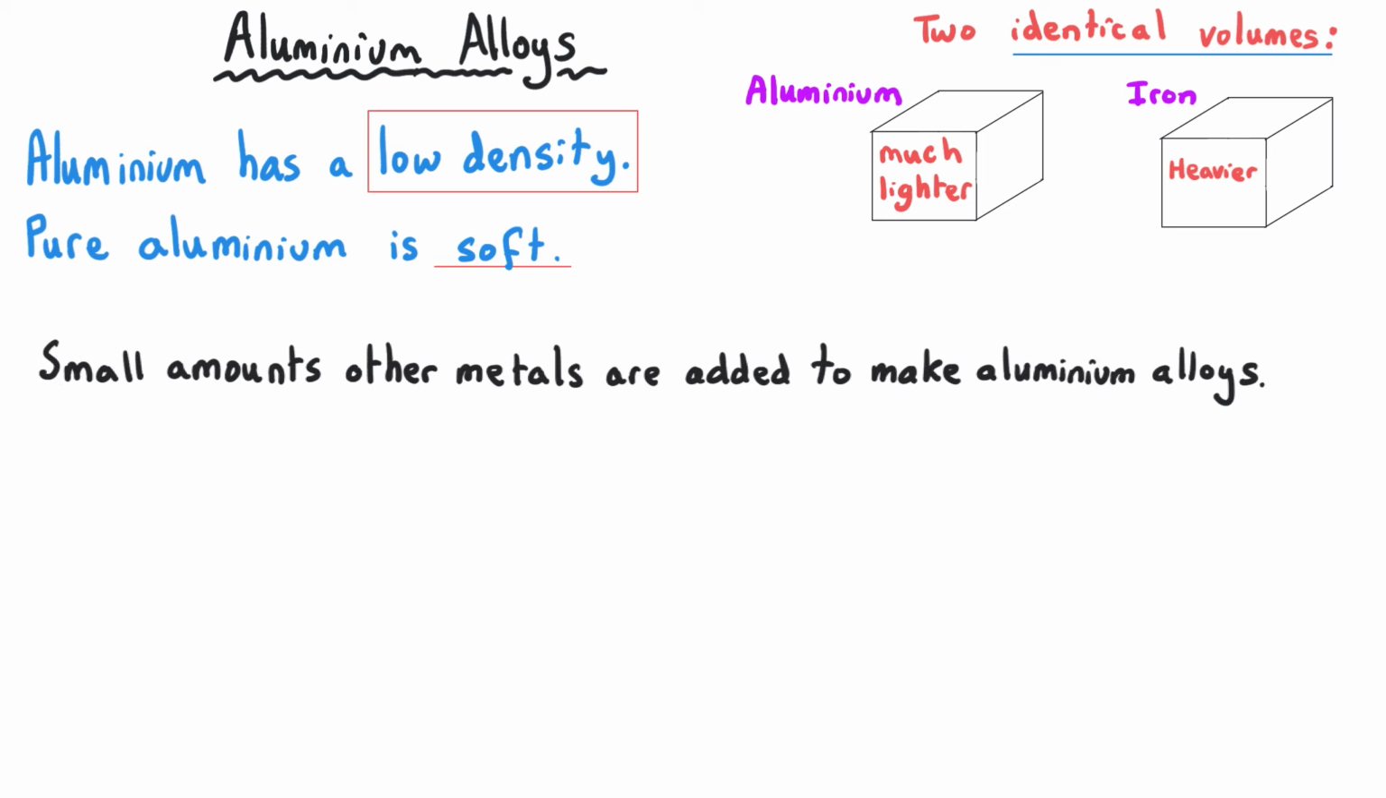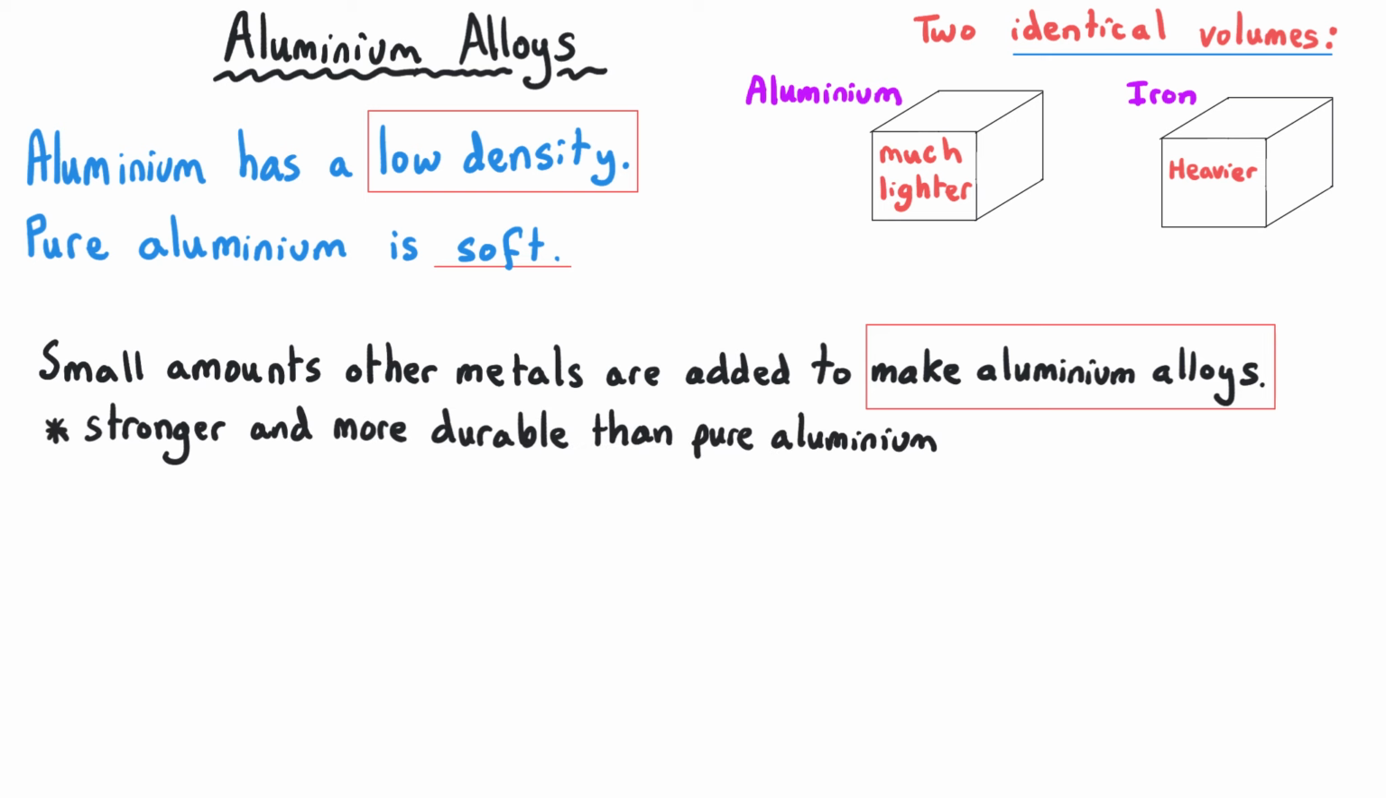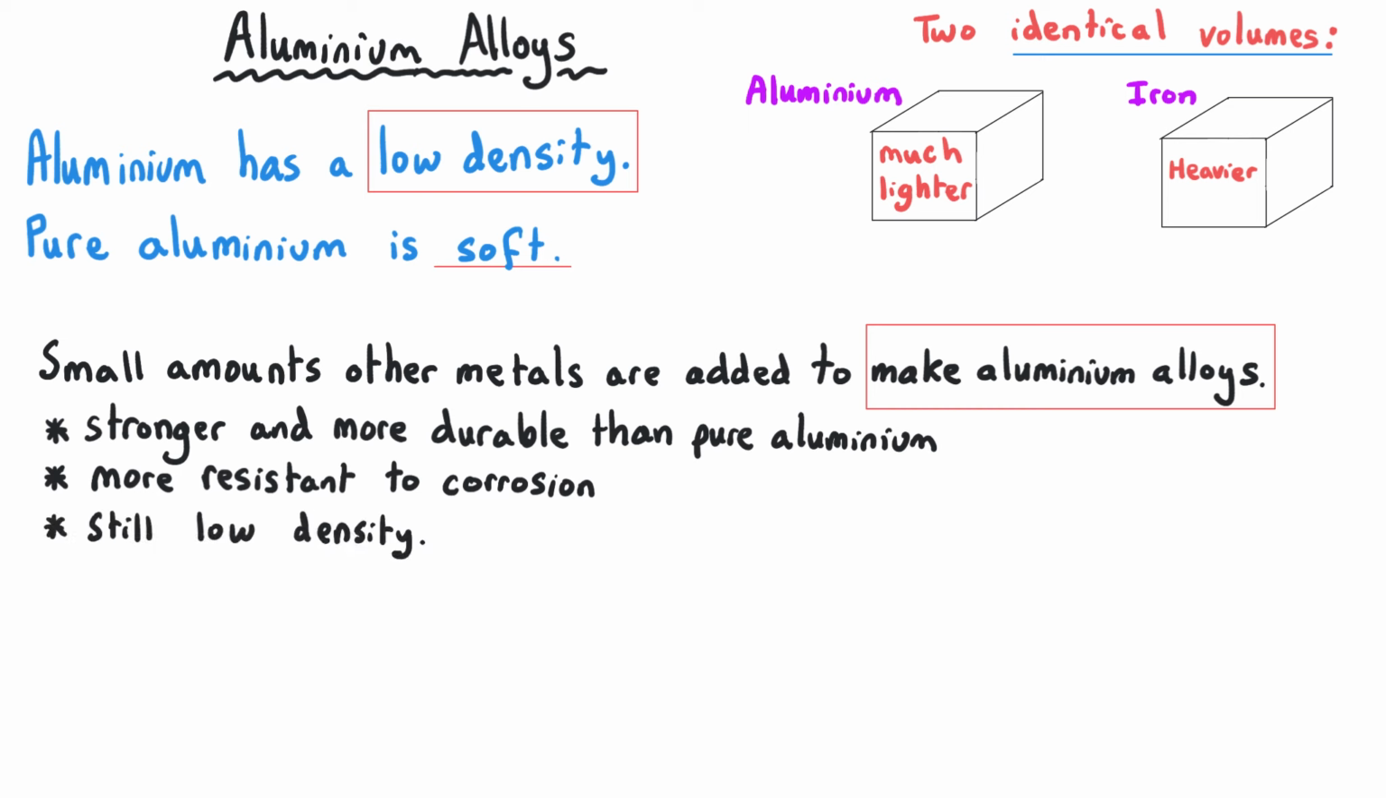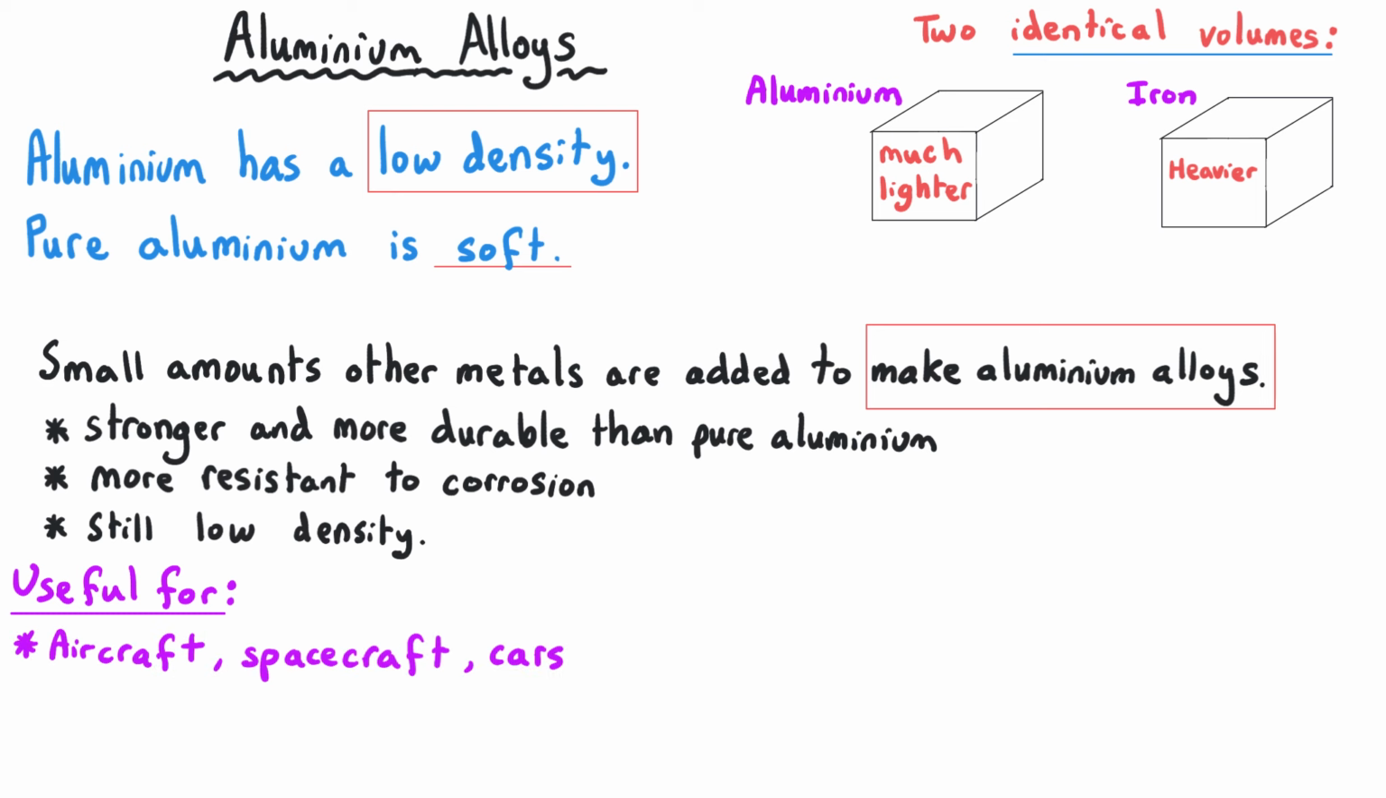And so what we do is we mix in small amounts of other metals, and that makes the aluminium alloy much stronger and more durable, and also usually more resistant to corrosion. And so then we can use our low density aluminium alloy to make all sorts of things, often in the transportation industry, so things such as aircraft, spacecraft, cars, and even ships as well. All of those are really useful to capitalise on that low density and resistance to corrosion.